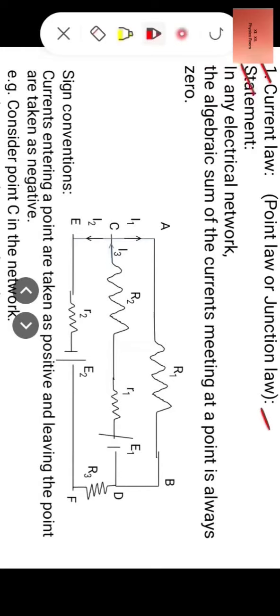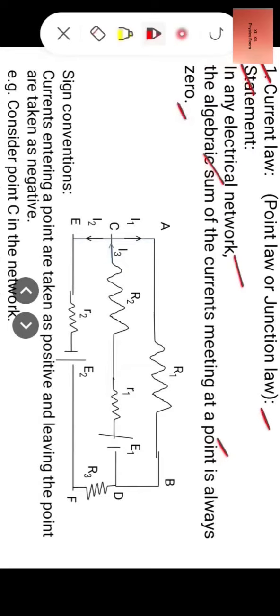In any electrical network, the algebraic sum of the currents meeting at a point is always zero.